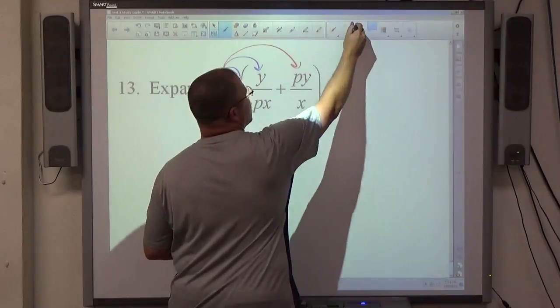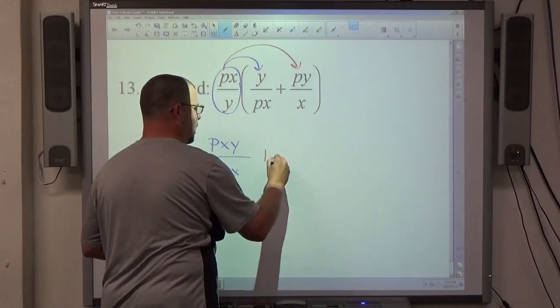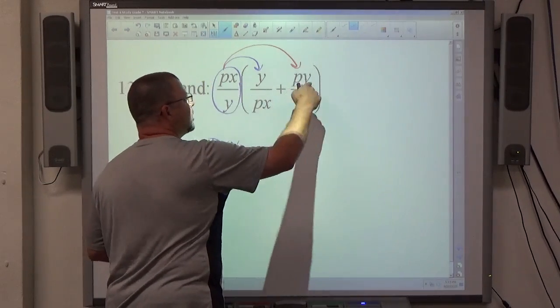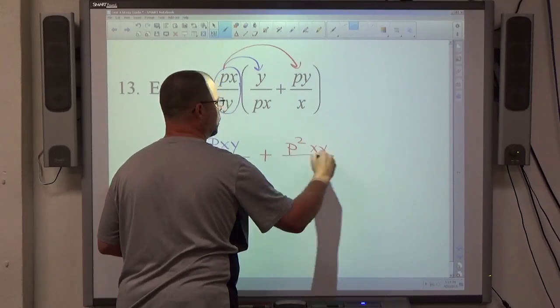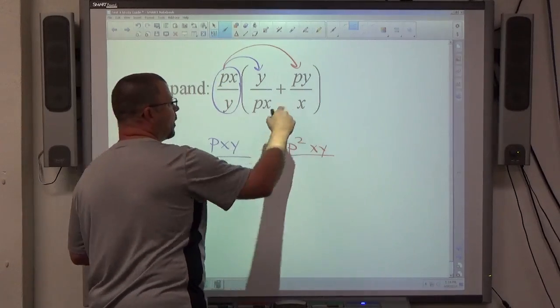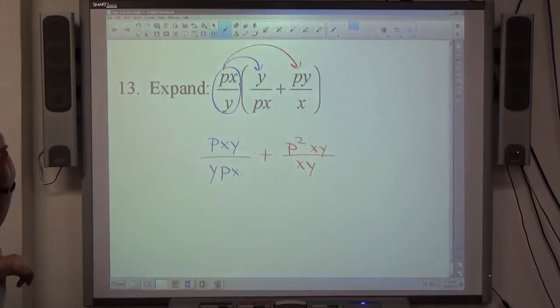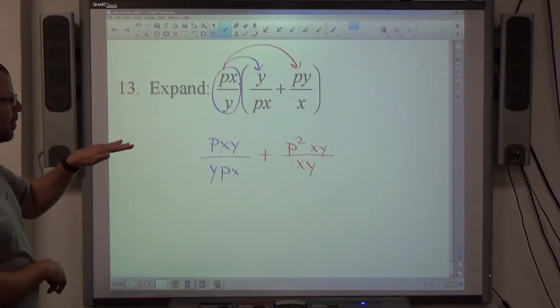For the red multiplication, I am doing plus times plus, so I get a plus. P times p is p squared. X times y are different, so I can't do anything to it. And on the bottom, I got x times y. Okay. Get the product first. Top times top, bottom times bottom.